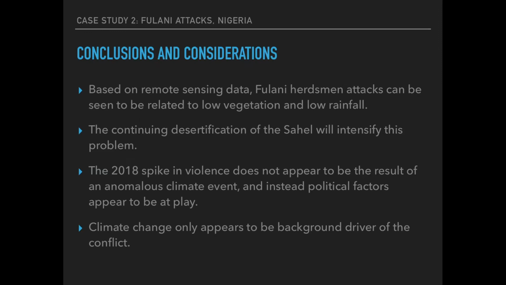And then given all of this, it's more correct for us to say that climate change only appears to be playing a role as a background driver of this conflict, which is interesting given that often the media narrative overall is that the single cause of this conflict is climate change, which is certainly a large part of it. However, there are other factors at play.